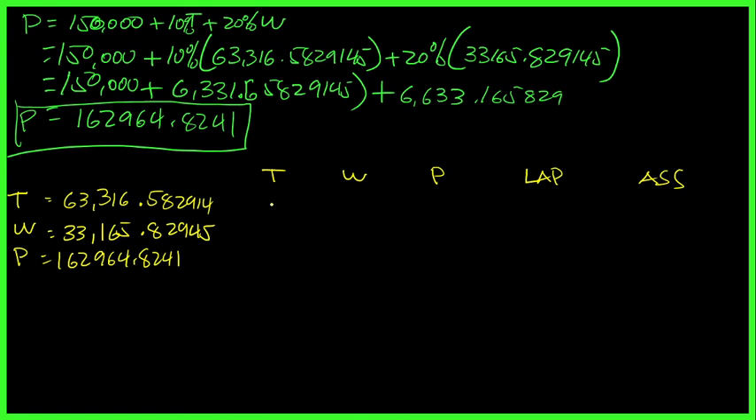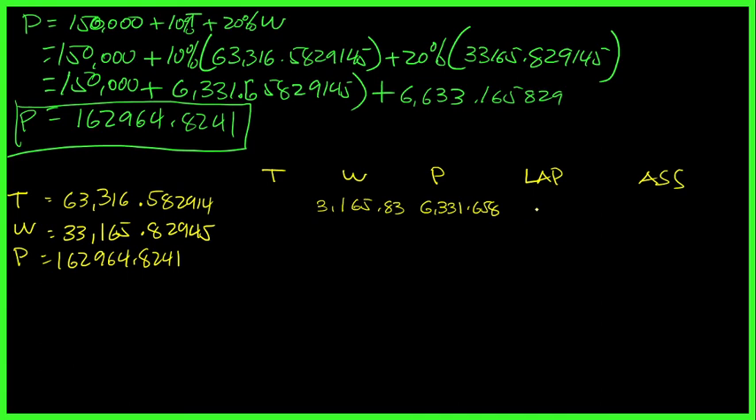Okay. So, wait lang. Ito pala, tatanggalin na natin dito. Ilalagay mo siya dito. Ayun. So, that will be 5%. That's 3,165.83. Okay. And then, 10% of this will be 6,331.658.